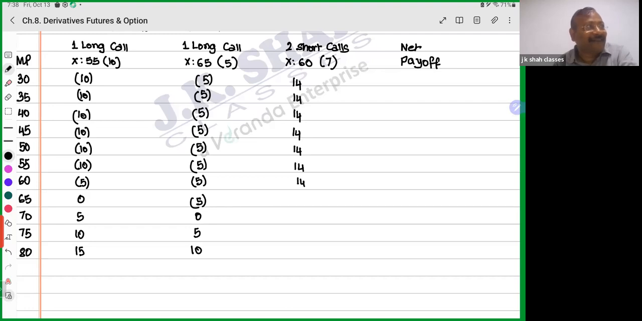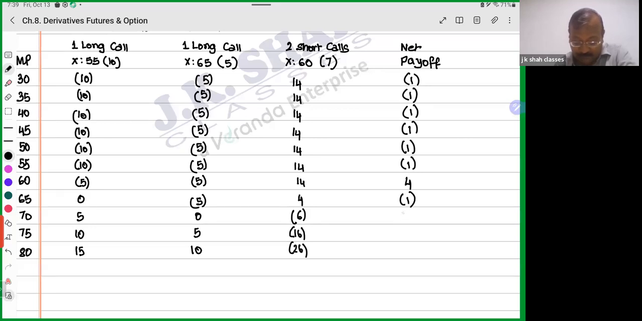ये ठीक है? हाँ? Okay. Next is 5 का लॉस तो 4 का प्रॉफिट, 10 का लॉस 10 minus 7, 3 का लॉस, net payoff, and how will the payoff diagram look like?